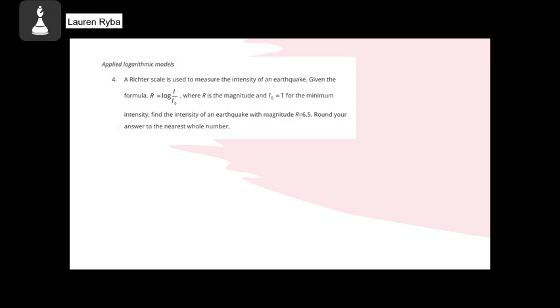A Richter scale is used to measure the intensity of an earthquake. Given the formula R equals log of I over I0, where R is the magnitude and I0 equals 1 for the minimum intensity, find the intensity of an earthquake with a magnitude of R equals 6.5 and round your answer to the nearest whole number. So what they're wanting us to do is I0 is 1 and R is 6.5. So 6.5 equals log of I divided by 1, which is just log of I. So 6.5 equals log of I.